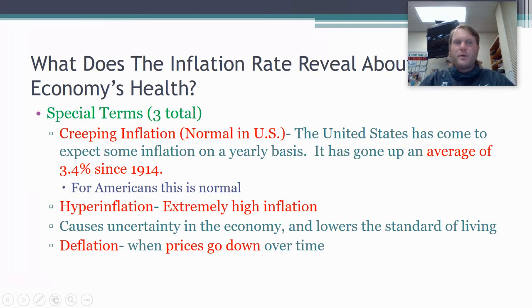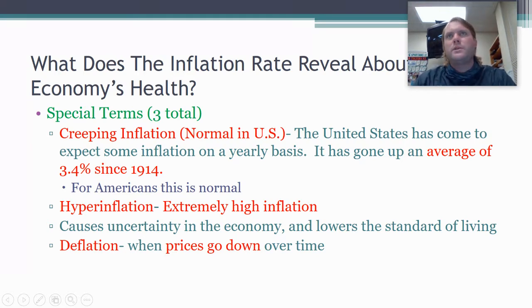Okay, so our special terms for inflation. Sorry, we have creeping inflation, which is normal. Okay, prices have gone up by average about 3.5% since 1914. So that's considered pretty normal. I would say 3.5% is probably a little bit high, but that's the average.